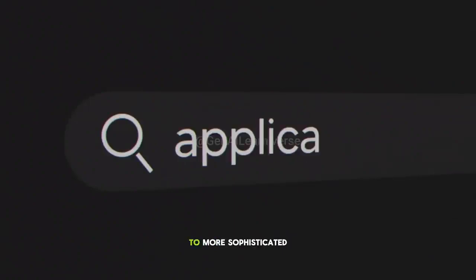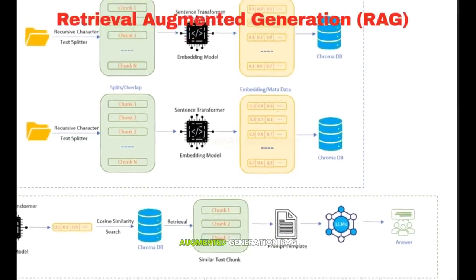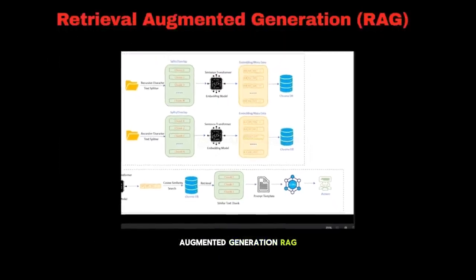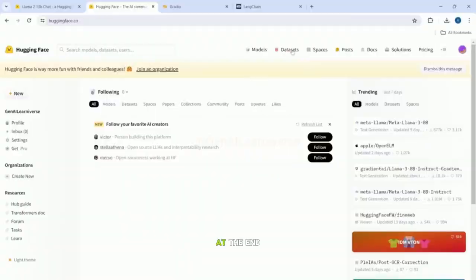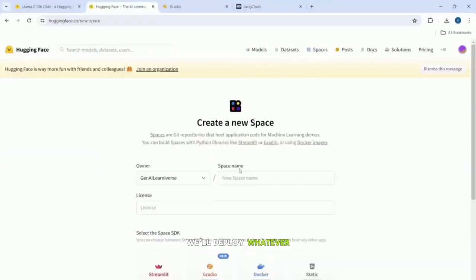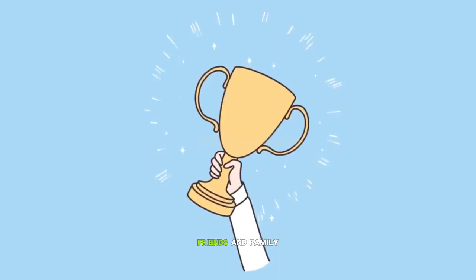Later, we'll advance to more sophisticated applications, such as basic and advanced retrieval augmented generation (RAG) applications using LangChain and multi-agent systems. At the end of each video, we'll deploy whatever applications we create during the session to Hugging Face Spaces, enabling you to showcase your work to colleagues, friends, and family.